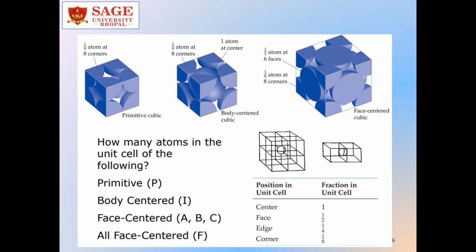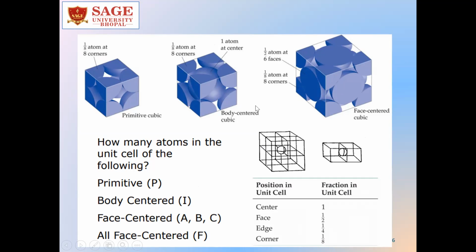So in case of body center, it will be 2. In case of face-centered cubic, there will be half atoms at 6 faces, so 3, plus 1/8 atom at 8 corners. So 3 plus 1 will be 4.